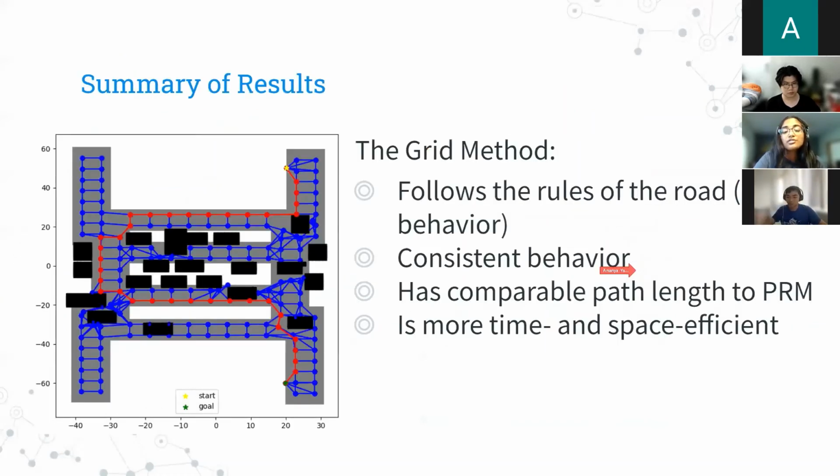So in summary, if you remember nothing else from this presentation, remember that the grid method follows the rules of the road. The one we created stays on the right side of the road. It has consistent behavior and comparable path length to PRM. It is also more time and space efficient than the PRM method. Thank you for your time.